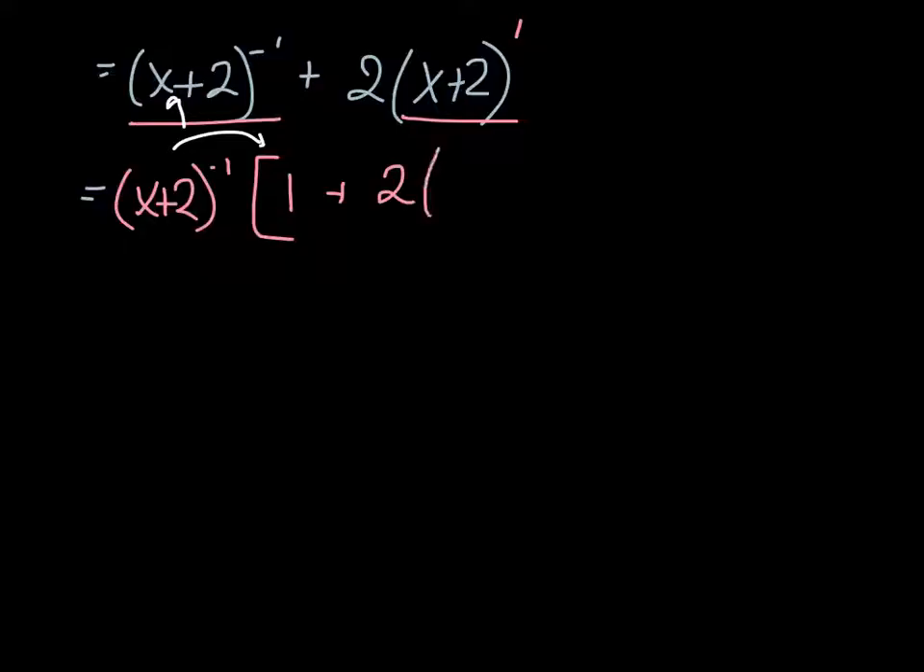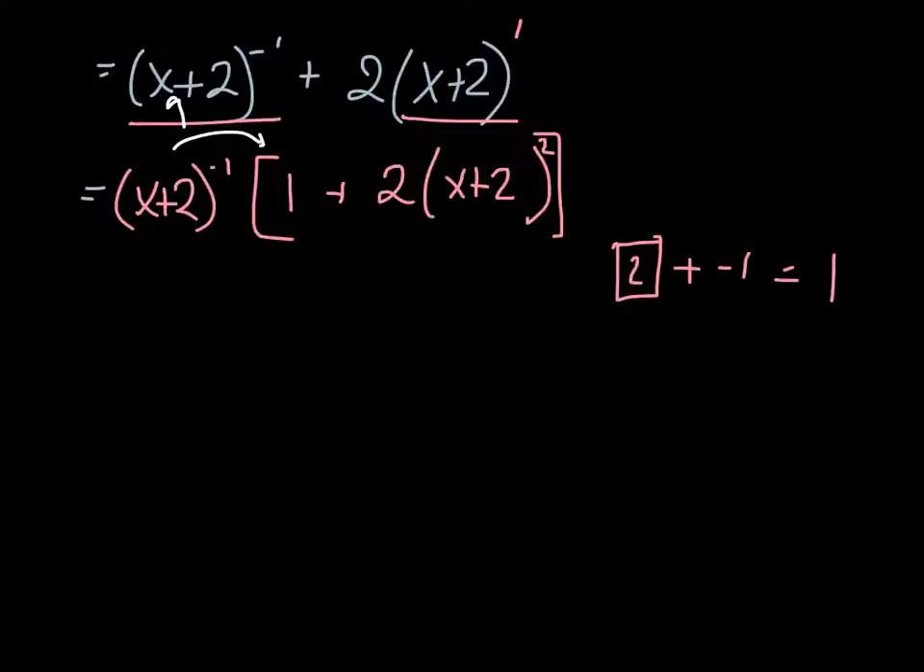But what would this need to be in here so that if I was to multiply it by (x + 2)^(-1), I'd get back to (x + 2)^1? Well, we know that when we multiply the same bases, we add the powers. So I'd need to add something to -1 to get me to 1. That something obviously is 2. So (x + 2)^2 needs to go in that bracket.